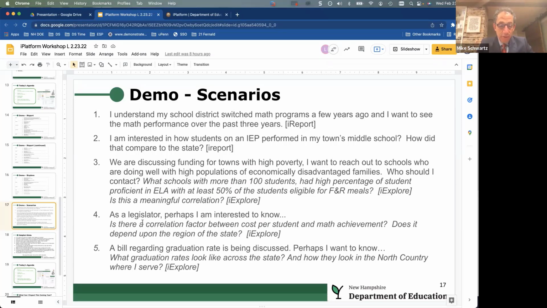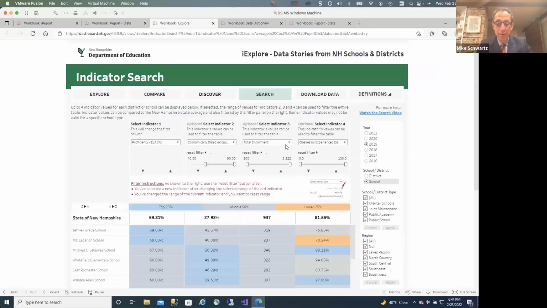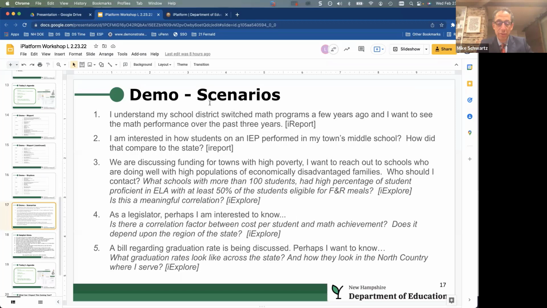Finally, a couple other ones as a legislator. Perhaps I'm interested to know if there's a correlation between cost per student and math achievement. We actually did that one before, so I'm not going to show you that one again, but this was that ability to go into here and under Discover, compare the two factors, or you can do it also under the Explore area. And then finally, a bill regarding graduation rates being discussed.